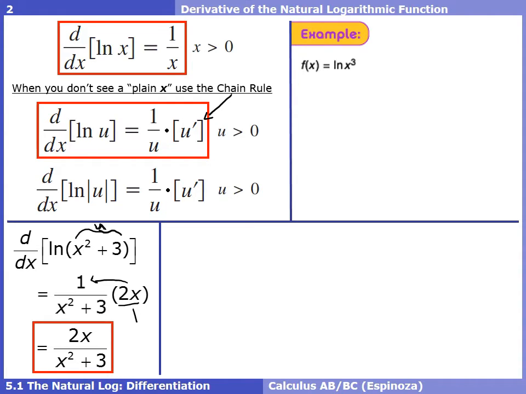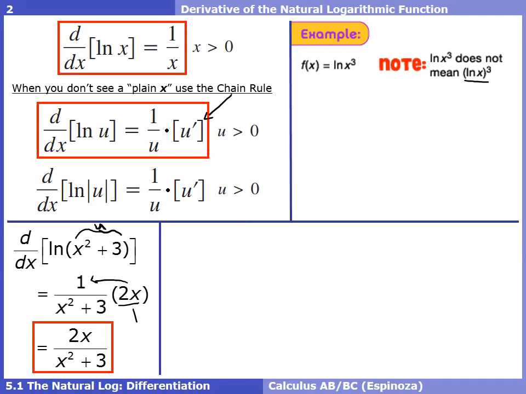What about the derivative of ln x cubed? Well, one big note to make before we even attempt this problem. Ln of x cubed does not mean ln x all cubed. In this problem, x is being cubed. In this other version that I wrote, ln x as an entire thing is being cubed.